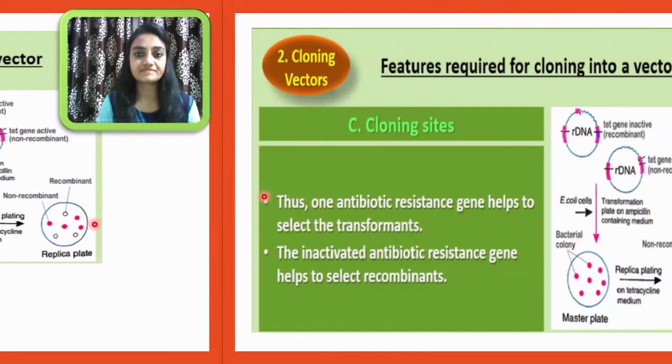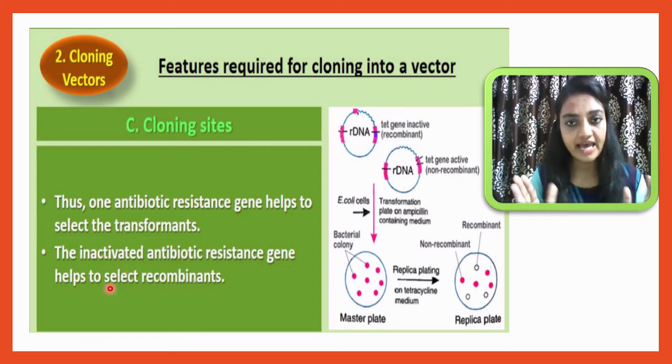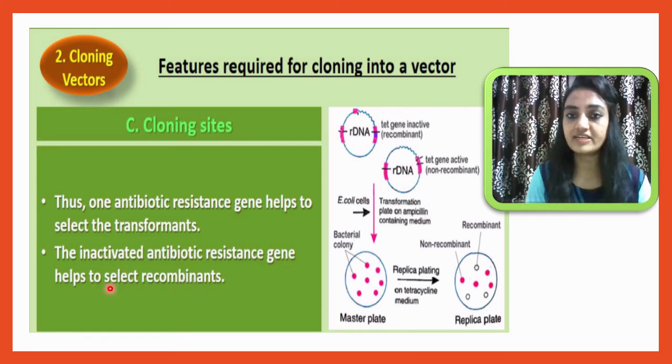So by this we can say that the antibiotic resistance gene helps us to select the transformants. The inactivated antibiotic resistance gene helps to select the recombinants. So inactivated or active antibiotic resistance will help us to select. By this we can select the recombinant. Here tetracycline resistance works as a selectable marker and ampicillin resistance works as a selectable marker. Selectable markers work very importantly because they help us to isolate or select the recombinant and non-recombinant.